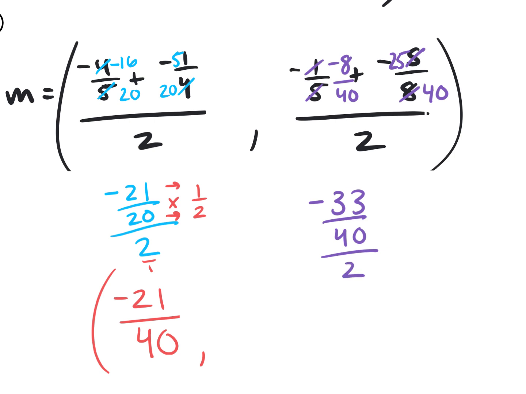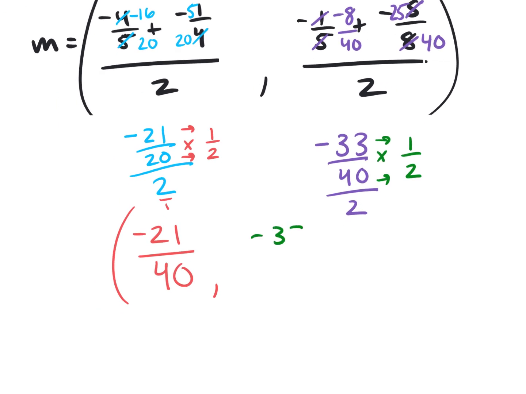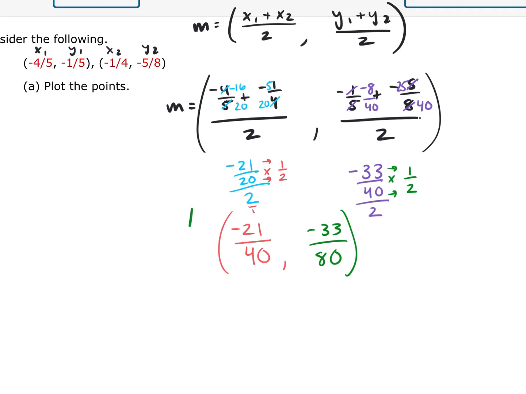Same thing, we're going to keep, change, flip. So keep the top, change to multiplication, and flip the bottom to 1/2. Multiply straight across. So we get negative 33 over 80. So this would be our midpoint.